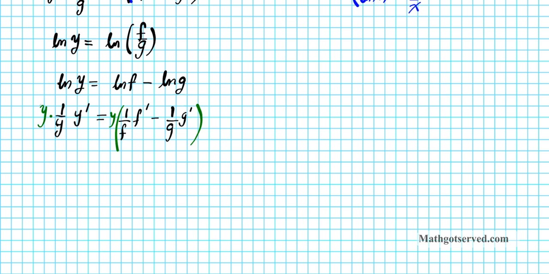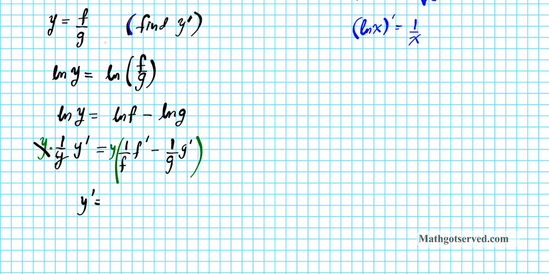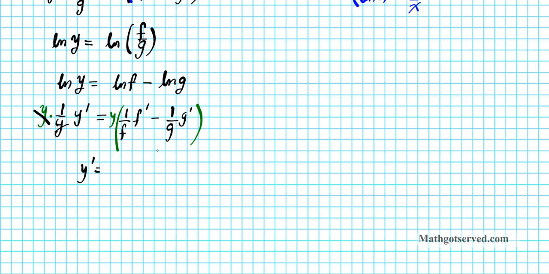So on the left side, the y's divide out. So I have y prime equals, now wait a minute, what is y? Let's go back to the original problem. y is f over g, right? So I can replace this y with f over g. And that's basically what you do when you do logarithmic differentiation.